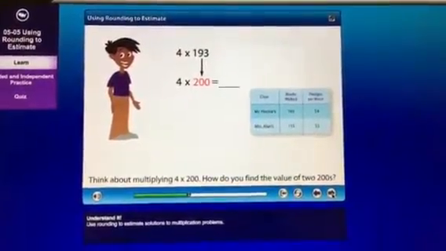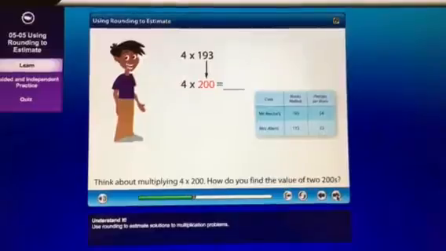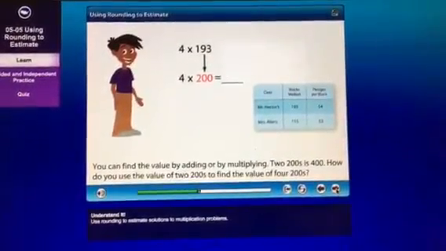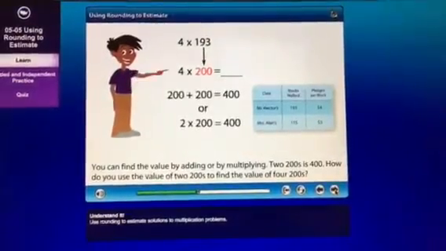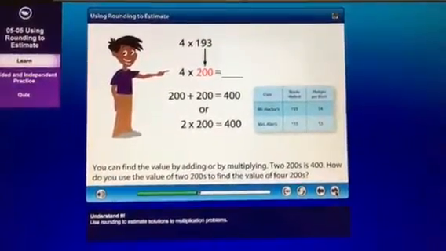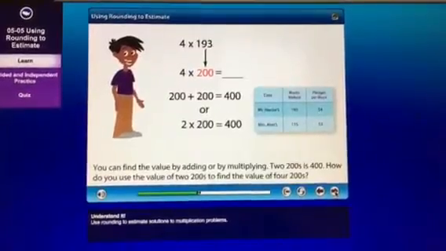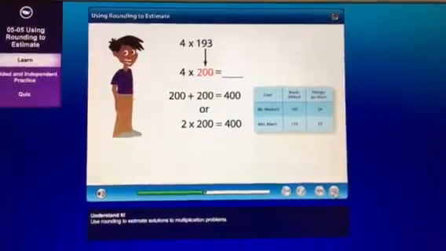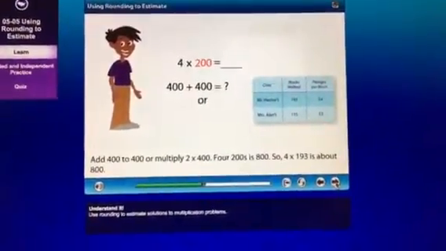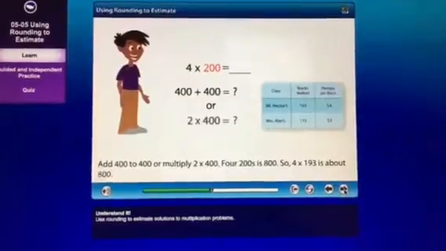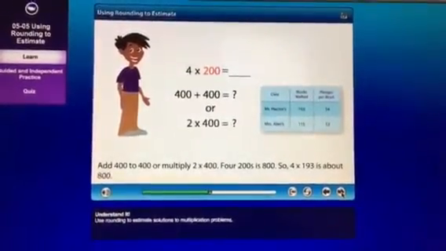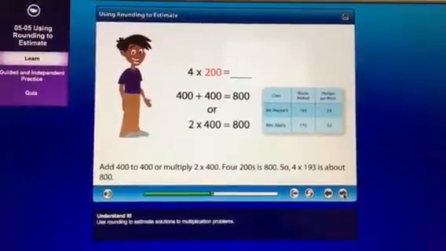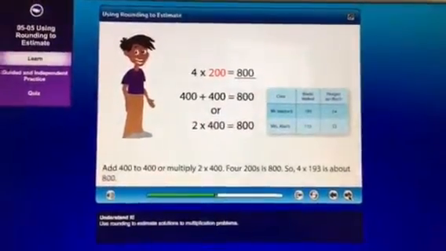How do you find the value of two 200s? You can find the value by adding or by multiplying. 2 200s is 400. How do you use the value of two 200s to find the value of 4 200s? Add 400 to 400 or multiply 2 times 400. 4 200s is 800. So 4 times 193 is about 800.